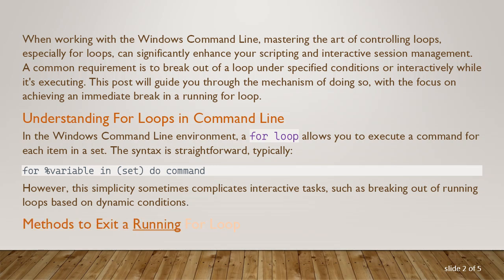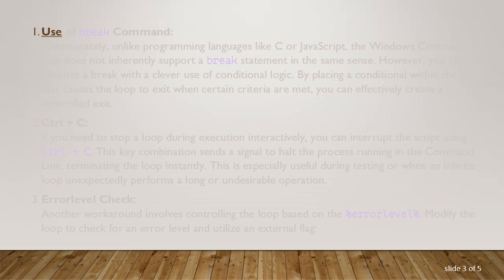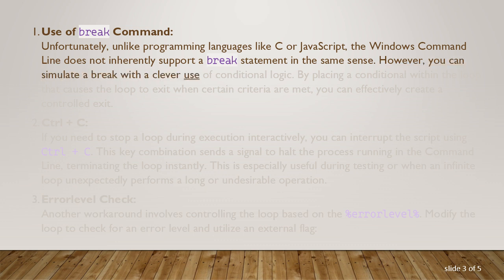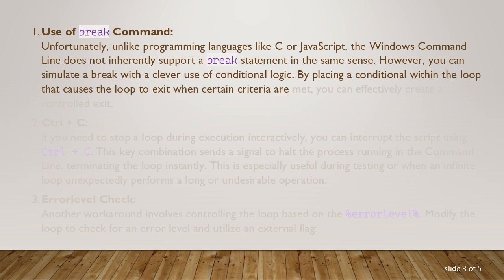Methods to exit a running for loop. Use of break command. Unfortunately, unlike programming languages like C or JavaScript, the Windows command line does not inherently support a break statement in the same sense. However, you can simulate a break with a clever use of conditional logic. By placing a conditional within the loop that causes the loop to exit when certain criteria are met, you can effectively create a controlled exit.